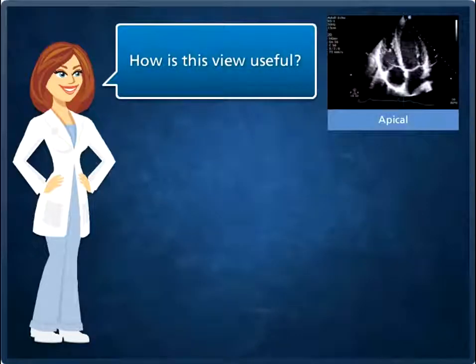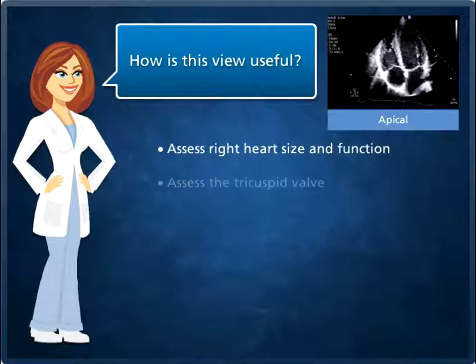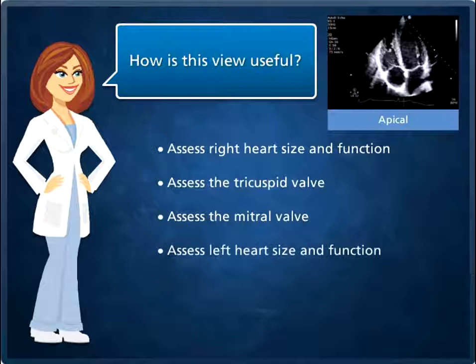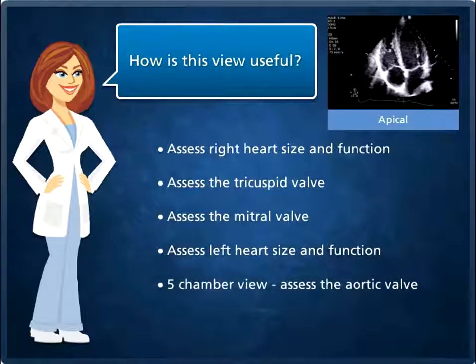We mainly use this view to assess right heart size and function, assess the tricuspid valve and the mitral valve, assess left heart size and function. It is from this view that we perform something called a Simpson's measurement to ascertain the ejection fraction. We also use this view to measure diastolic function and LA volumes. If we angle the beam upwards, we can also visualise and assess the aortic valve. This is often referred to as a 5-chamber view.